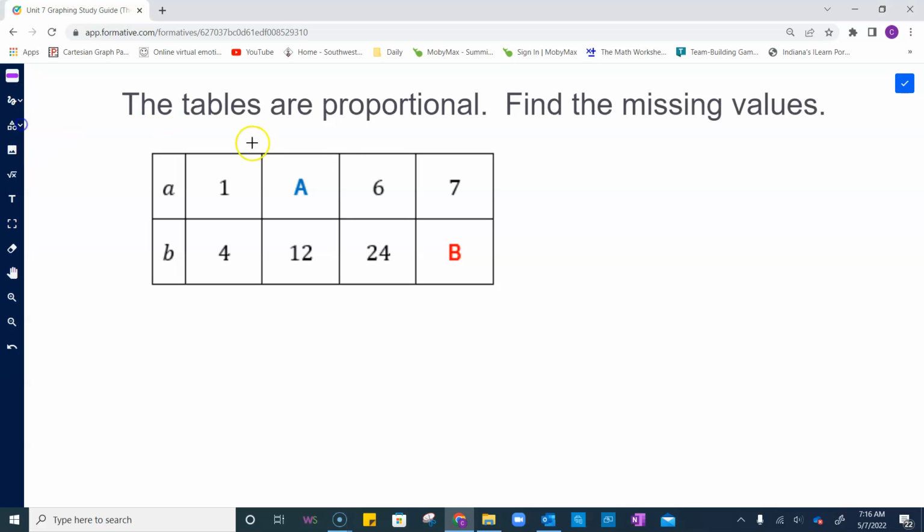All right, the tables are proportional. So this table's proportional. We need to find the missing values for it, A and B. When they say the word proportional, they're giving you a big clue about the table.